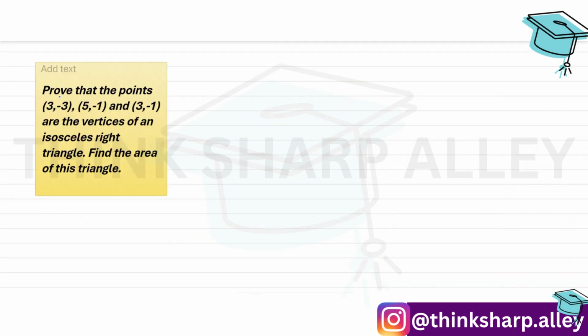Our next question is to prove that the points, let's say the points are A, B, and C, are the vertices of an isosceles right triangle. For an isosceles right triangle, I have to show any two sides are equal, and for a right triangle, we need to satisfy Pythagoras theorem. So first, let us calculate all the lengths using the distance formula. So just how we have done in example 1, remember? So I'm going to calculate, and I'm not going to show right now.